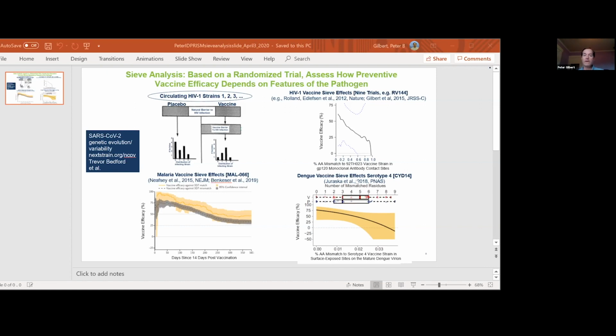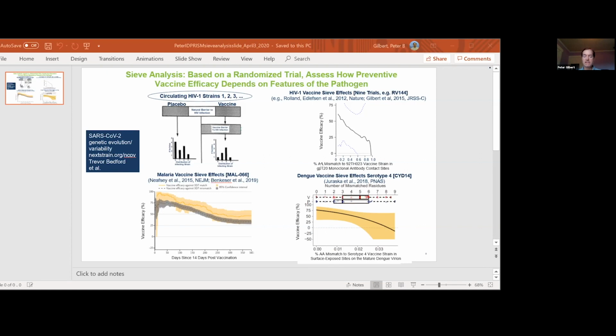So one data analysis that is done of randomized vaccine trials to try to improve the vaccine is called sieve analysis. And the idea here is that, for any vaccine, it's based on some bit of the pathogen, and there are some strains of that pathogen put into a vaccine construct, and the vaccine induces immune responses that recognize those strains in the construct. But the vaccine may not induce immune responses that recognize other strains of the virus that are circulating and exposing people and causing disease.